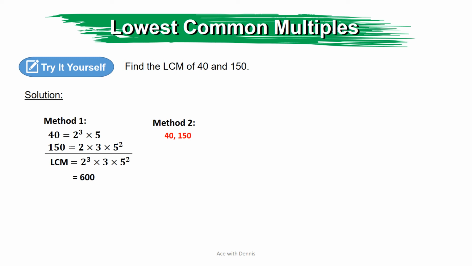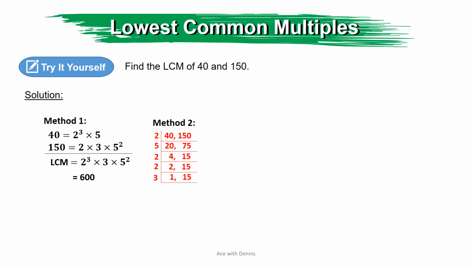For method number 2, we write both numbers together, 40 and 150. We start with the smallest prime number, which is 2. So 40 divided by 2, we get 20. 150 divided by 2, we get 75. And from here, both numbers are divisible by 5, we get 4 and 15. 4 and 15 don't have a common divisor, therefore we start with 2 here. Dividing by 2, we get 2 and 15. And we continue to divide by 2: 2 divided by 2 is 1, and 15 we still copy.